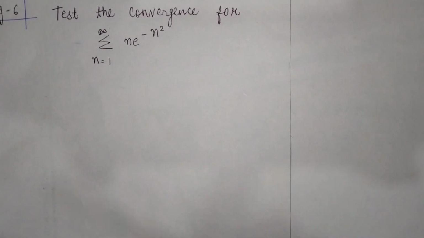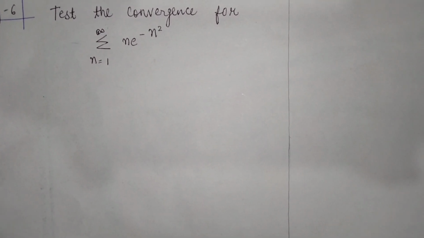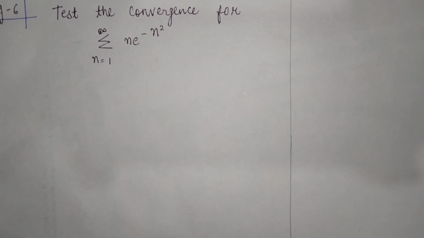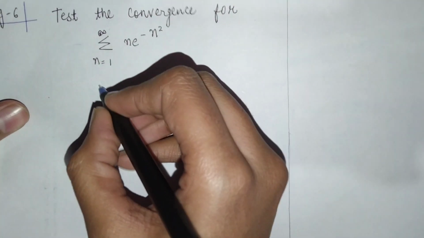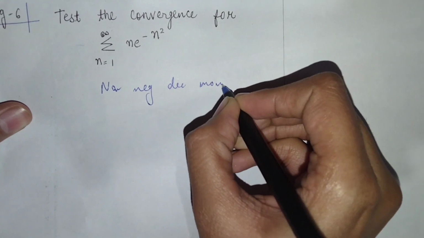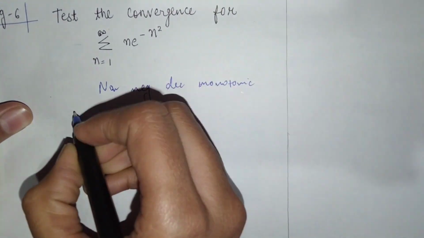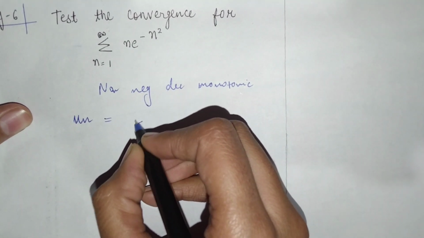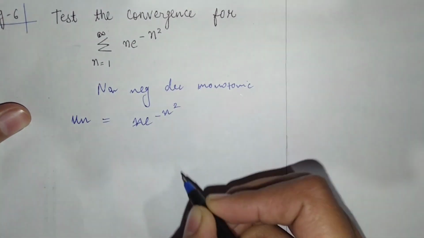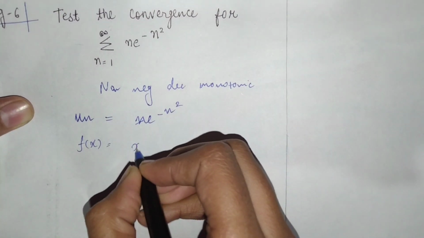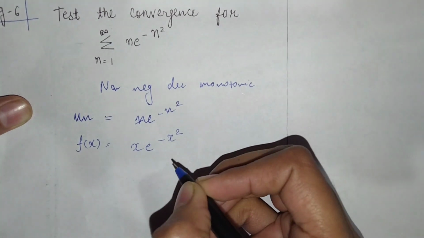Okay. Example 6. Test the convergence for summation n equal to 1 to infinity n e raised to minus n square is given. So again it is a non-negative decreasing monotonic function. So we can again apply Cauchy's integral test. So un will be n e raised to minus n square. But we have to find f of x. So f of x will be x e raised to minus x square.